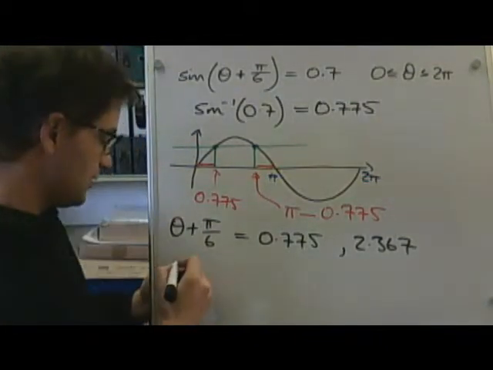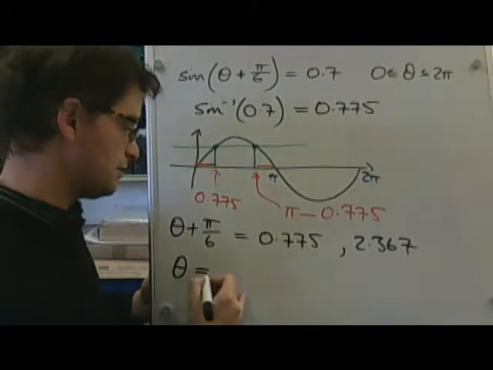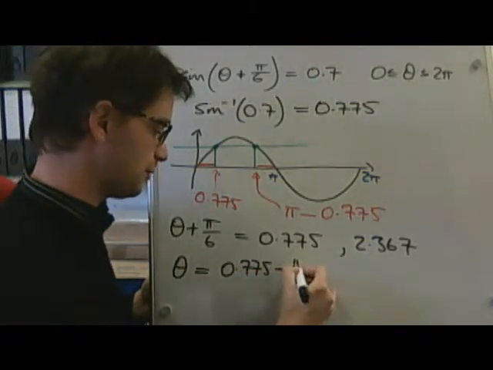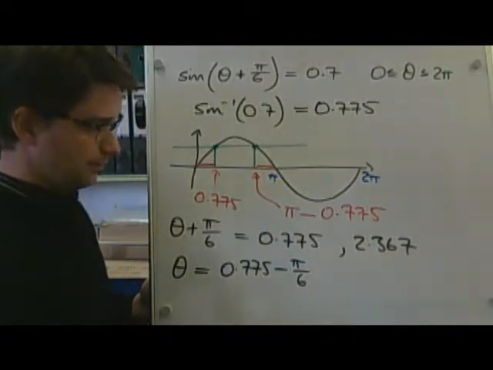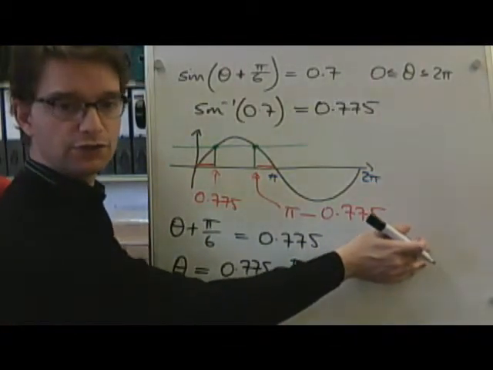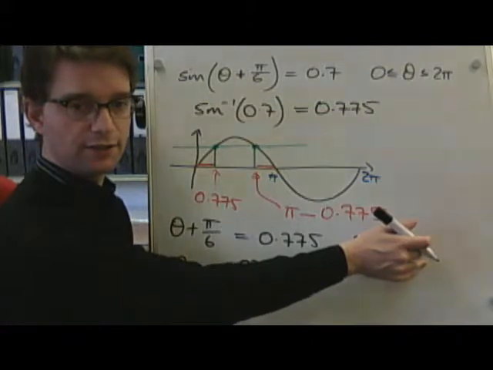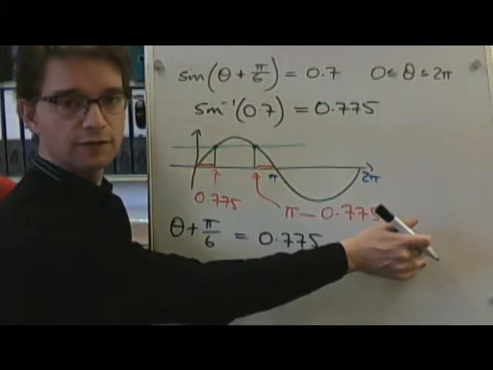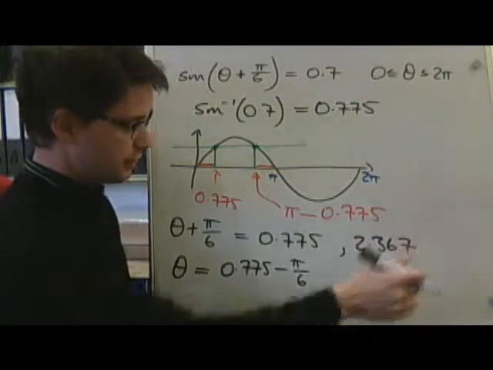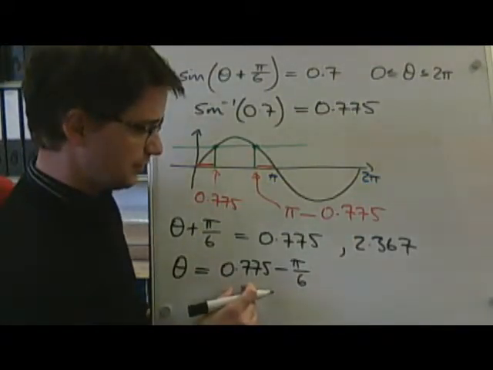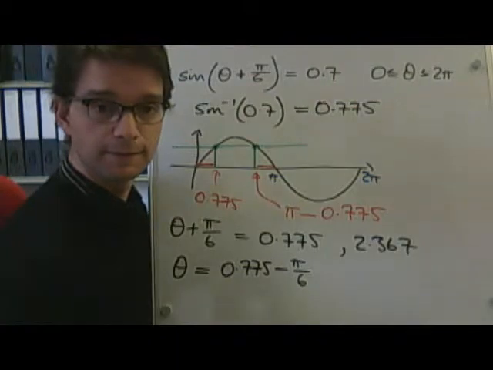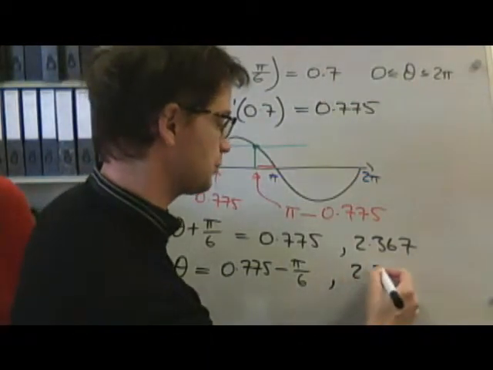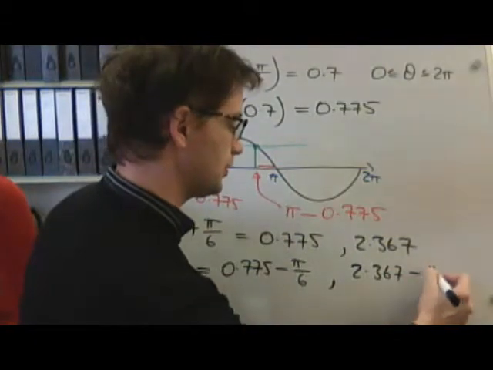What we have to do now is simply say that theta must be equal to 0.775 minus pi by 6. If we forget about that one for a minute, we've just got a little linear equation here. Theta plus pi by 6 equals 0.775. So we move the pi by 6 over, and theta is 0.775 minus pi by 6. And similarly, we do the same here: 2.367 minus pi by 6.